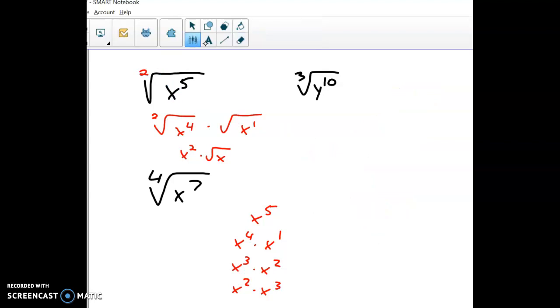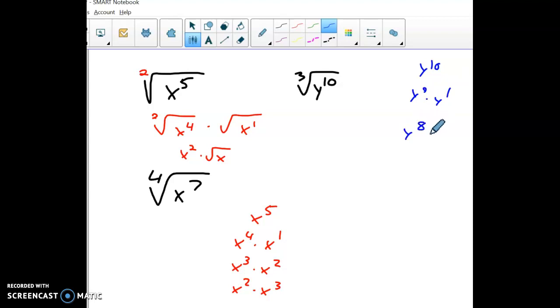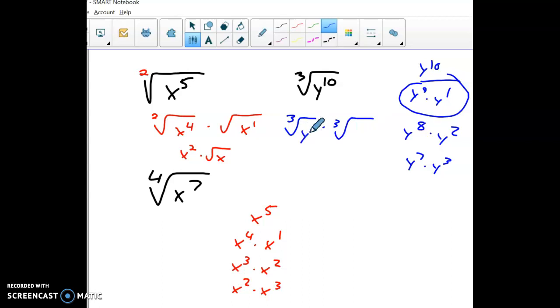All right, so y to the 10th, the third root of that. Again, this exponent does not divide evenly with the index. So I'm going to think I have 10 y's, and I can split them into 9 and 1, multiplied together, 8 and 2, 7 and 3, and I don't really need to list them all because I've already found the one I want. 9 is divisible by 3, so I'm going to make 2 third roots, and then I'm going to put the perfect part here, y to the ninth, because now it'll divide out, and y to the first.